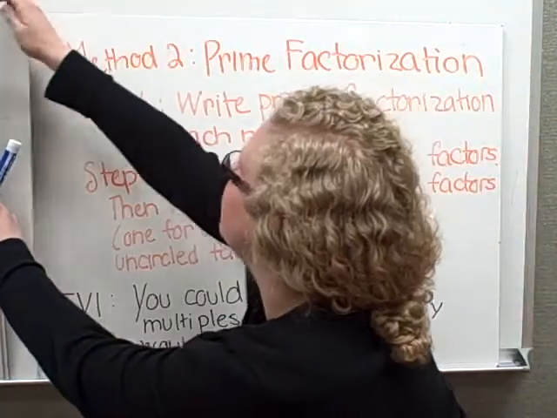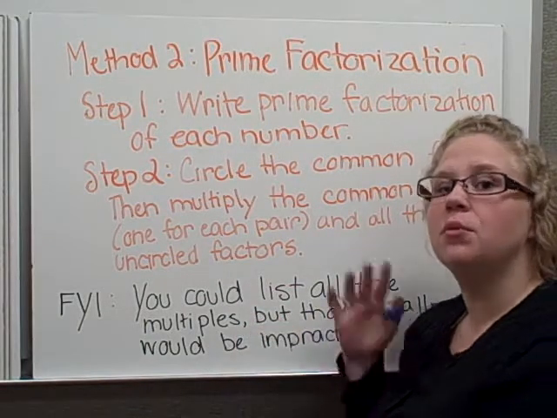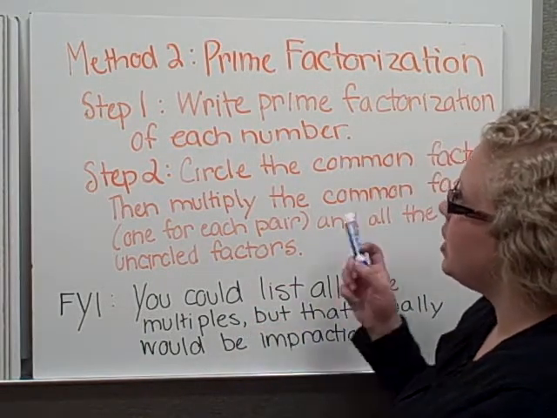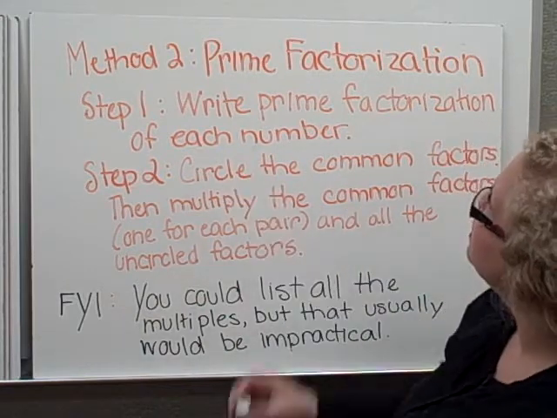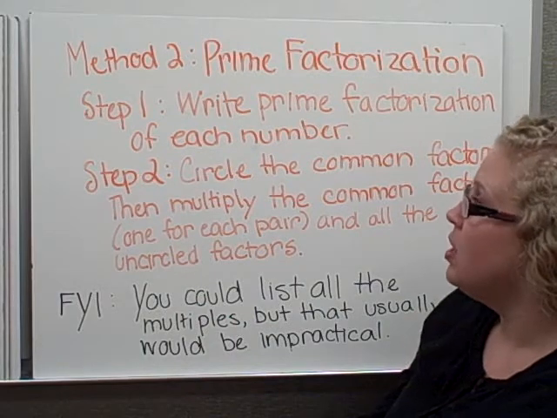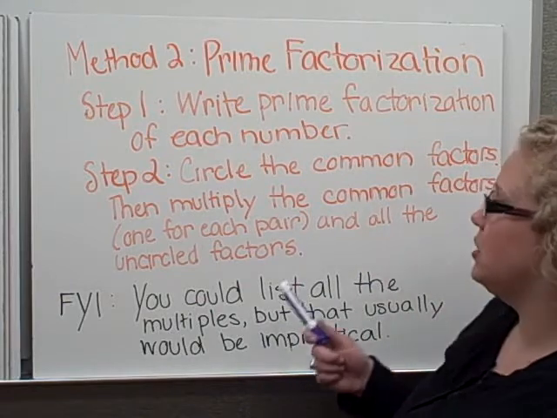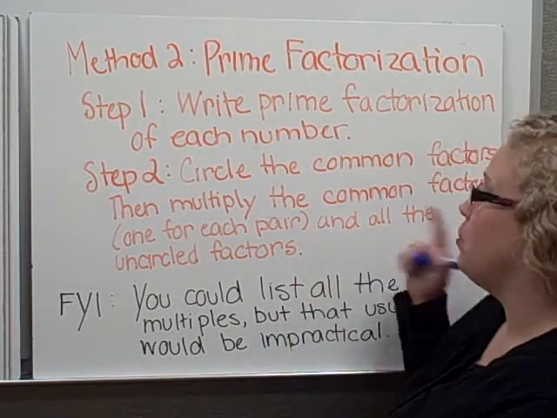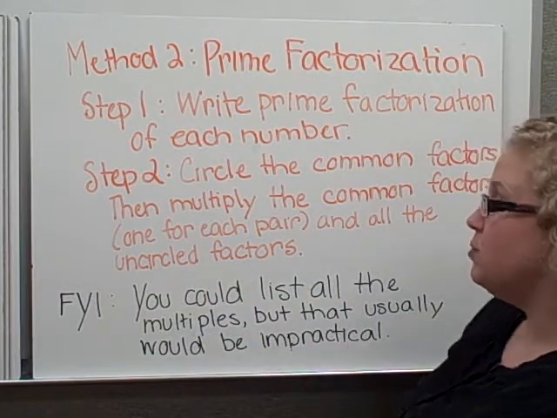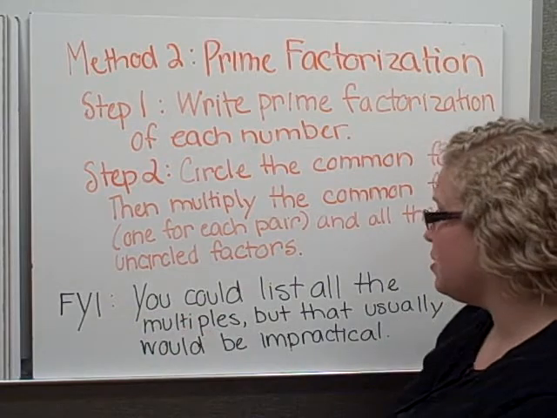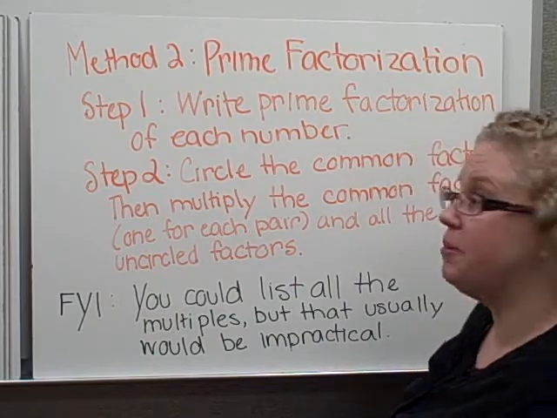For our second method, we have prime factorization. I'm going to tell you the steps first, and then we'll do an example. It might help to write these down, but we will do an example. The first step is to write the prime factorization for each number. Then we circle the common factors and multiply the common factors only once, but we multiply them by the uncircled factors. You could list all the multiples like we did in the first method, but it would usually be very impractical because your numbers can be very large.